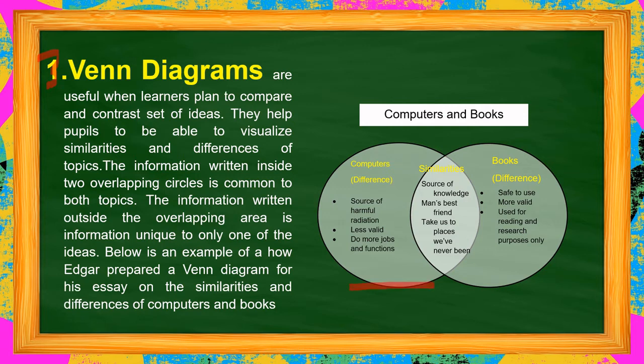As you can see at the side, you can see the example of how Edgar prepared a Venn diagram for his essay on the similarities and differences of computers and books. So look at the difference. For computers, we have source of harmful radiation, less valid, do more jobs and functions. And for books, safe to use, more valid, used for reading and research purposes only.